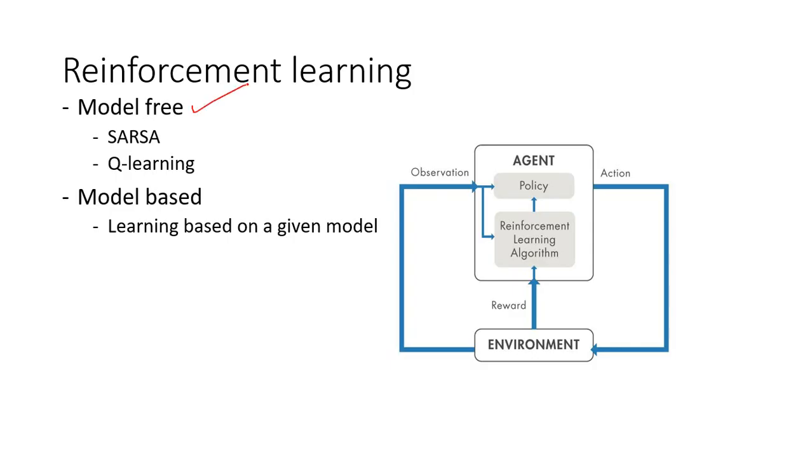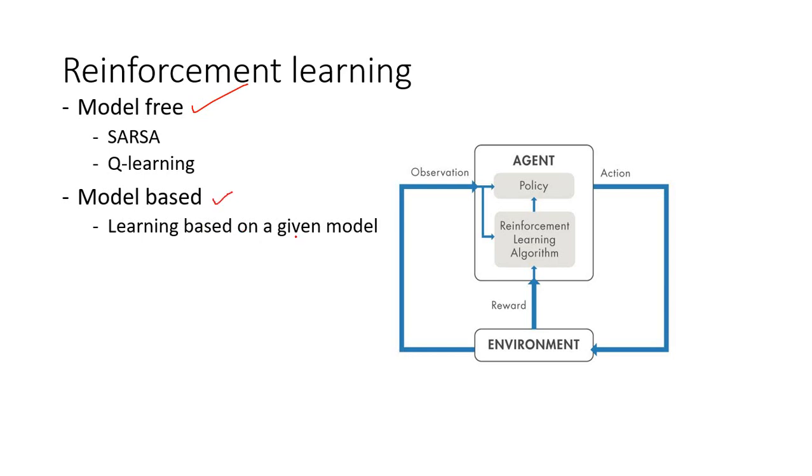One is model free, SARSA and Q-learning. SARSA is an on-policy reinforcement learning model free algorithm, whereas Q-learning is off policy. We'll be discussing the policies. Another is model based.